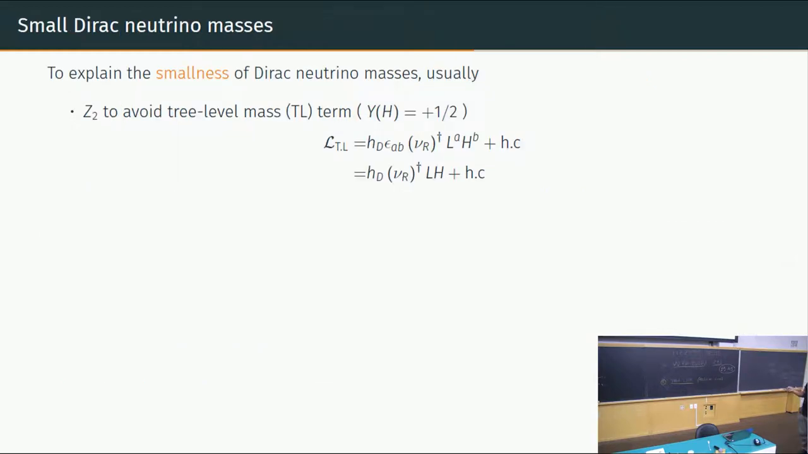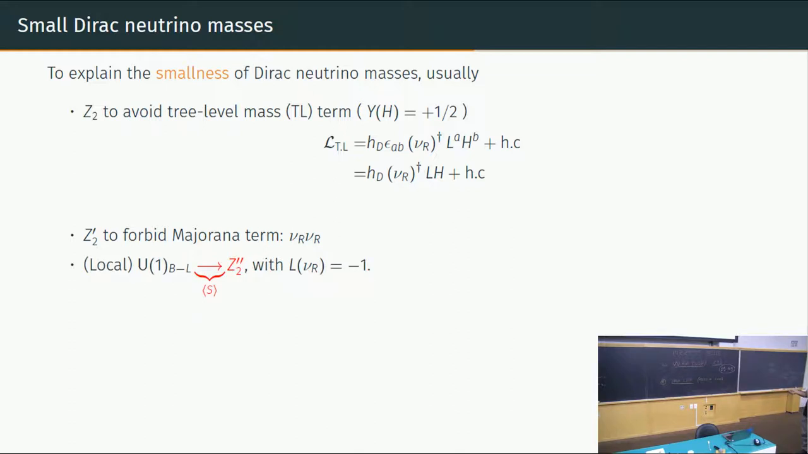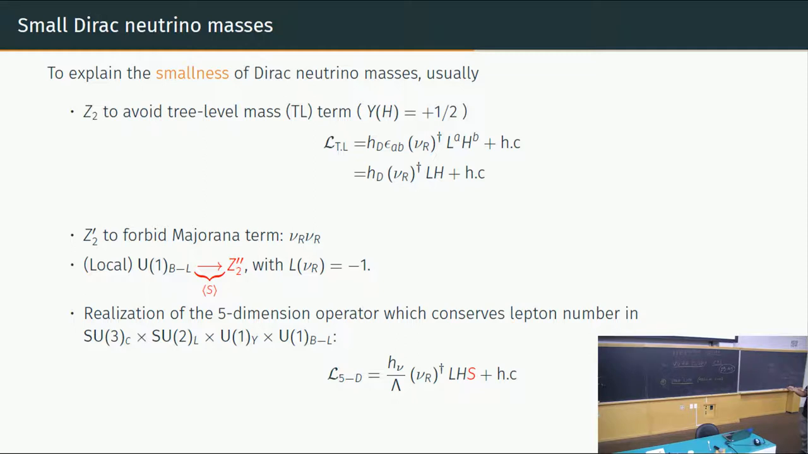So usually when people talk about Dirac neutrino masses with some explanation for the smallness, because Dirac neutrino masses need very small couplings, the idea is that people need to introduce many, many symmetries. For example, one symmetry to avoid the tree-level term, the one that involves the very small coupling that we need to explain, a second one to forbid the Majorana term, and a third one to guarantee the conservation of the total lepton number. After imposing all that kind of symmetries, the idea to explain the smallness of the neutrino masses is to realize at least a dimension 5 operator that in this case appears in an extension of the standard model, and this operator obviously conserves total lepton number.